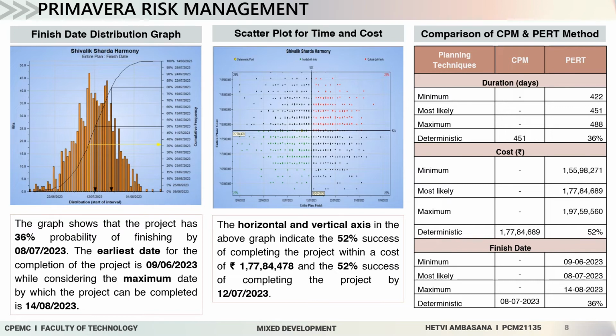After preparing the graphs, the CPM and PERT methods are compared. The table shows that the project is most likely to be completed by 8 July 2023 within 451 days with a probability of 36%. The most likely cost for the completion of the project scope is around rupees 1 crore 77 lakh, which has a 52% chance of being completed within budget.